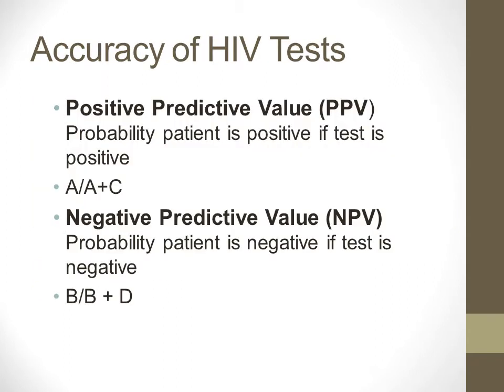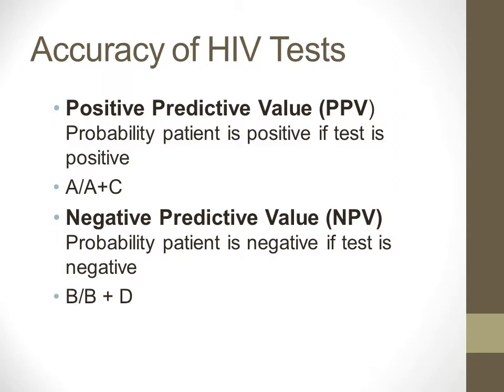The other way to look at the accuracy of an HIV test is the positive predictive value, which narrows it down to the patient in front of you. What is the probability that this patient is positive if the test is positive? And if you want to express it based on the prior table that we saw, it is going to be A divided by A plus C. And that just tells you if this test is positive, is it really true that this patient is positive? The negative predictive value, on the other hand, is the probability that this patient is negative if the test result that they present is negative.